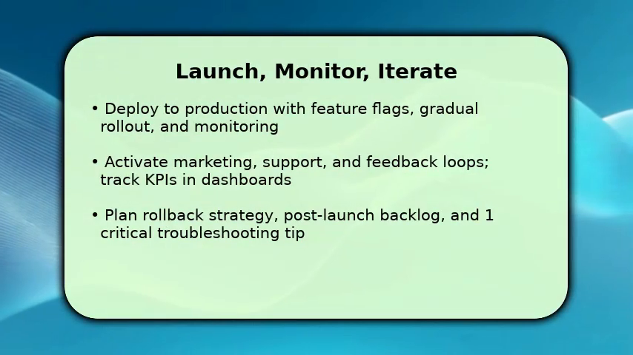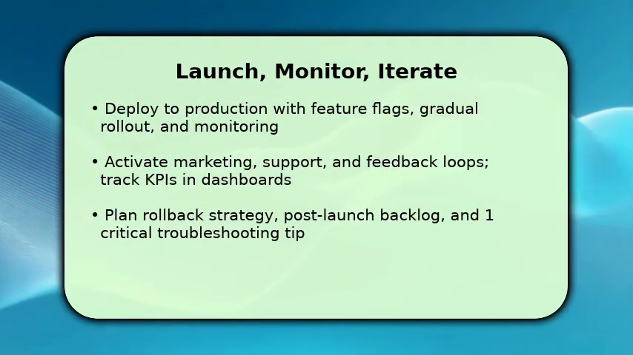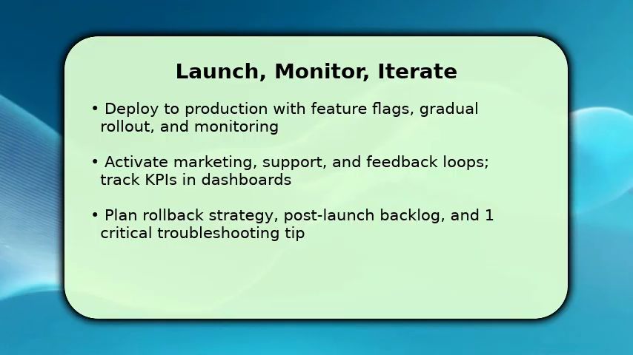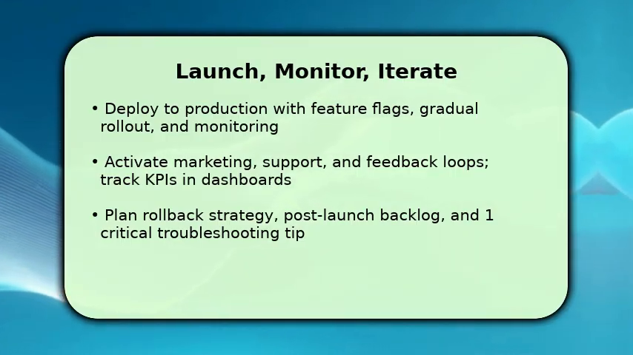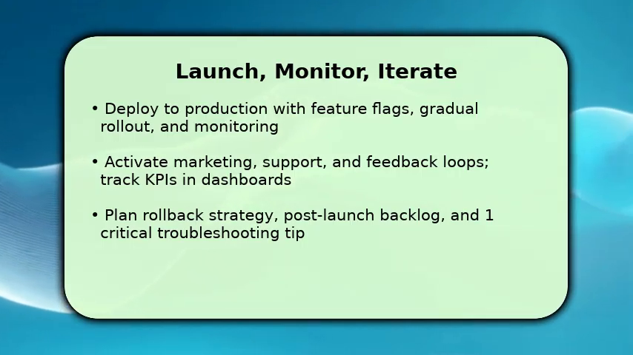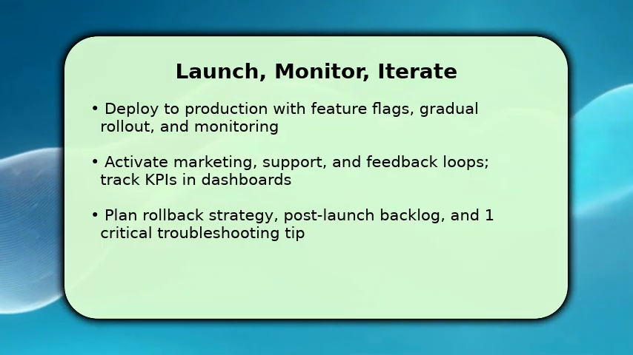You deploy with feature flags and a gradual rollout to limit blast radius, and then you watch metrics and logs closely to detect issues early. Once live, coordinate marketing, support, and feedback channels so user signals inform your backlog. Make sure dashboards show your 1-3 KPIs clearly. If problems appear, follow your rollback plan and isolate the faulty release.